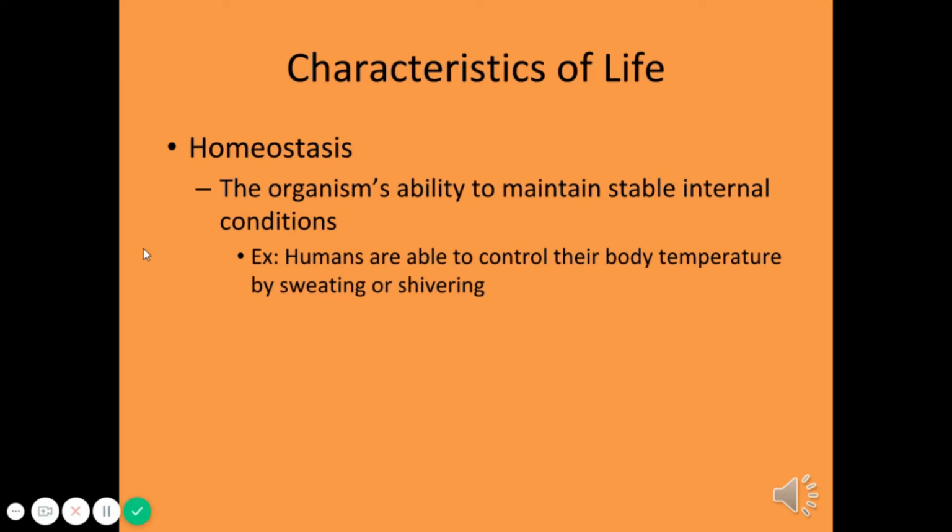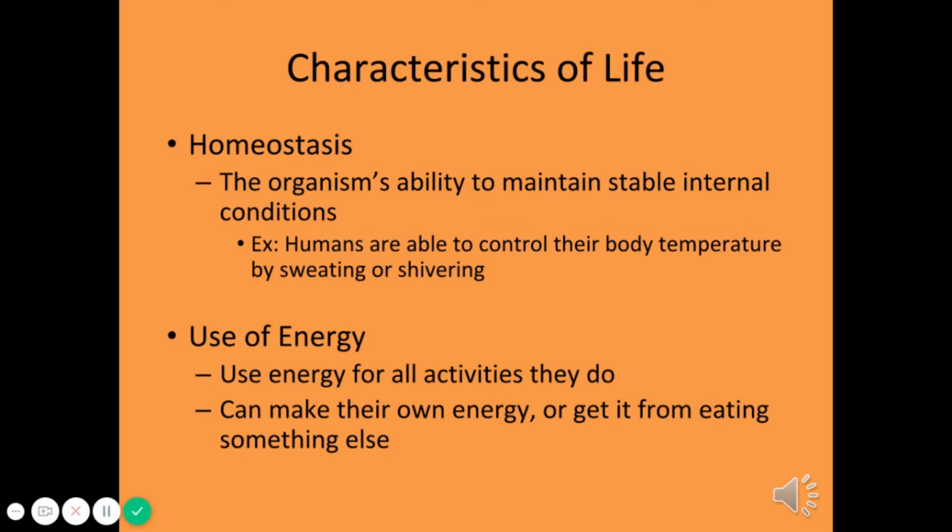The 5th characteristic of life is a little bit more complicated, but it says that an organism's ability to maintain stable internal conditions, that's homeostasis. For example, humans are able to control their body temperature, and we know this, that again, when it's hot, we start to sweat, and when it's cold, we shiver. That's our body's way of keeping the temperature in our body balanced. So we can think of stable internal conditions as being like a balancing point. So the body has to keep a relatively balanced temperature. It can't go too high, it can't go too low.